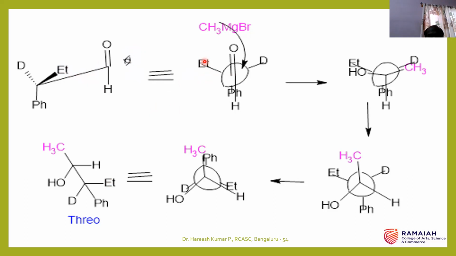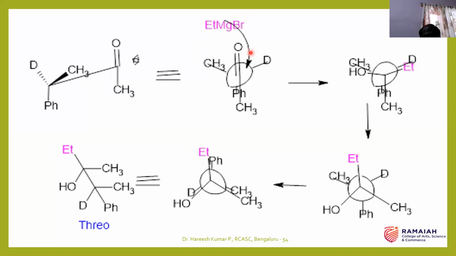This is how you can convert a Fischer into a Newman, Newman into a Sawhorse. And this is an example of Cram's rule, how it is possible to get a 3O as the major product, because a nucleophile is attacking from the less hindered side. So this is another example. I will take one more here.